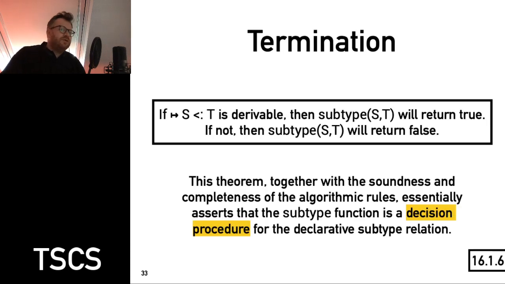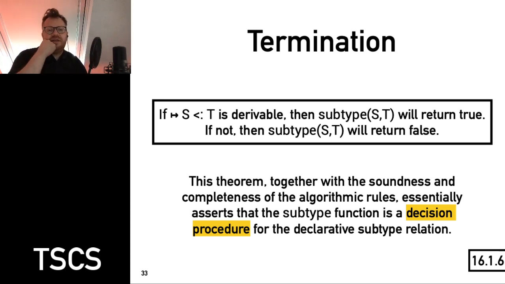But with any algorithm, we are concerned with termination, because we do want type checking to terminate. We want it to be a decision procedure, not to loop infinitely, not to diverge, and for this we need to show termination.